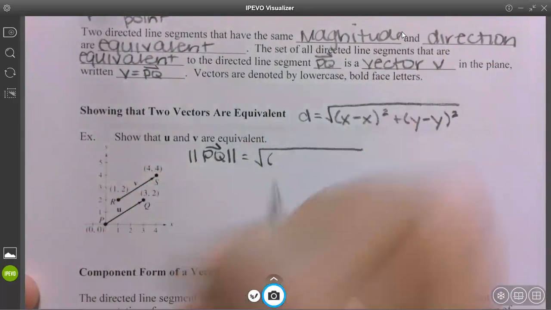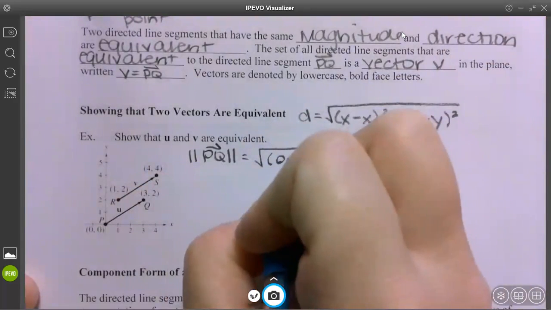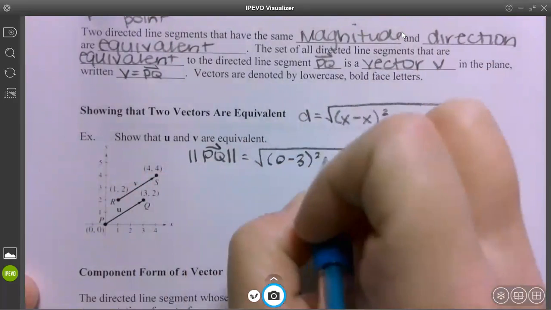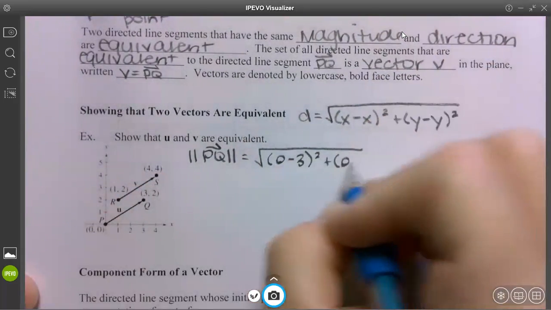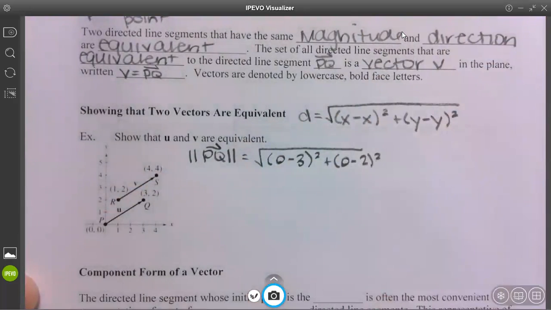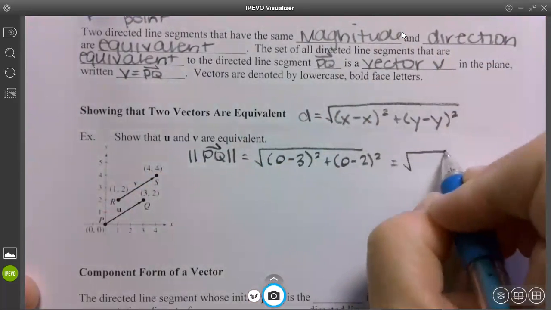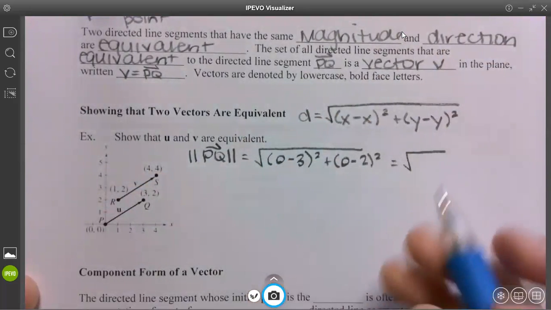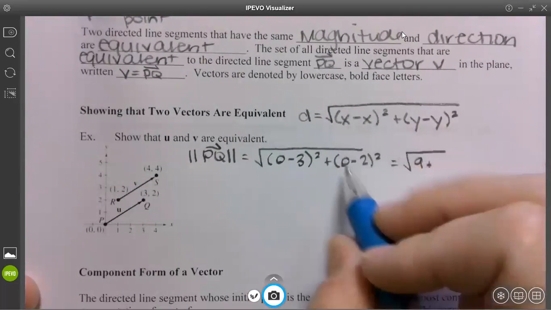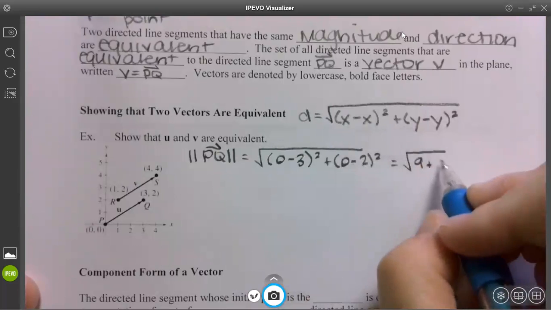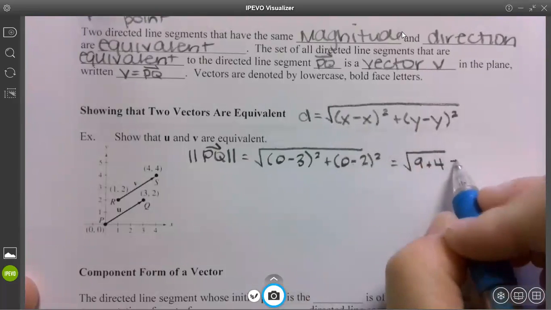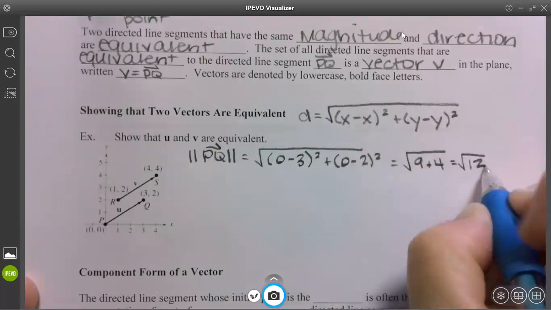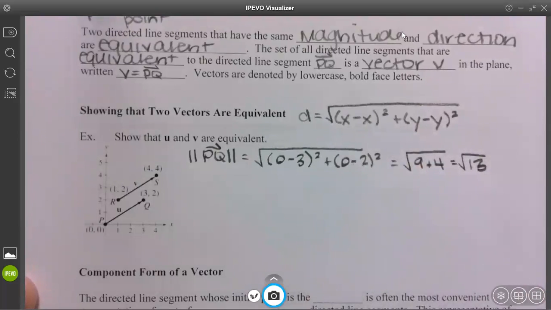So my X's for P is 0, minus Q is 3. Do the same thing for Y. For P is 0, minus Q is 2. You guys are going to put that into your calculator. I know that you will, but we're just going to do it together. 0 minus 3 is negative 3, squared is 9. 0 minus 2 is negative 2, but when we square it, it becomes positive, which is 4, which gives us the square root of 13. You do not have to simplify this. There's nothing you can do to simplify it. If you can, you probably want to.